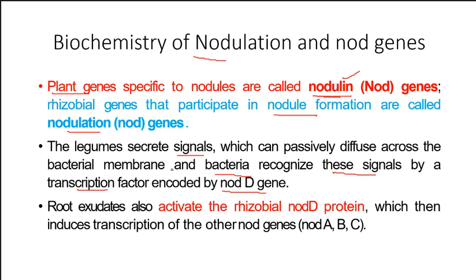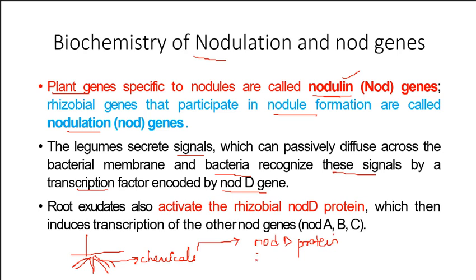Now what happens when the root exudates, for example, release flavonoids, release chemicals? These chemicals activate the NodD protein of the bacteria. Once the NodD protein of bacteria is activated, it activates several other NOD genes. What are these other NOD genes? They are the nodA gene, nodB gene, and nodC gene.